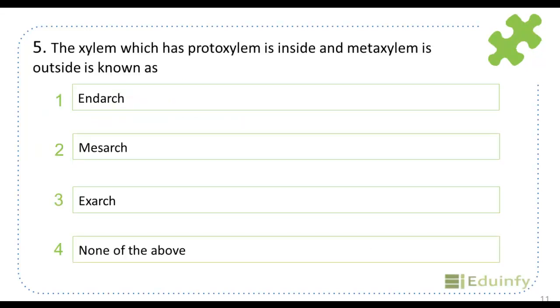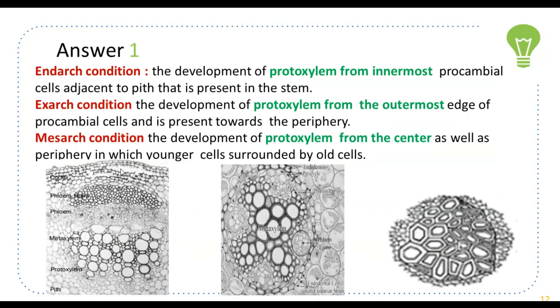Next question. The xylem which has protoxylem inside and metaxylem outside is known as endarch, mesoarch, exarch, none of the above. Here in endarch, protoxylem is inside and metaxylem is outside. There are 3 types of xylem: endarch, exarch and mesoarch. In endarch, protoxylem is the innermost and metaxylem is outside. In exarch condition, protoxylem is the outermost. Here you can see that protoxylem is inside and metaxylem is outside.